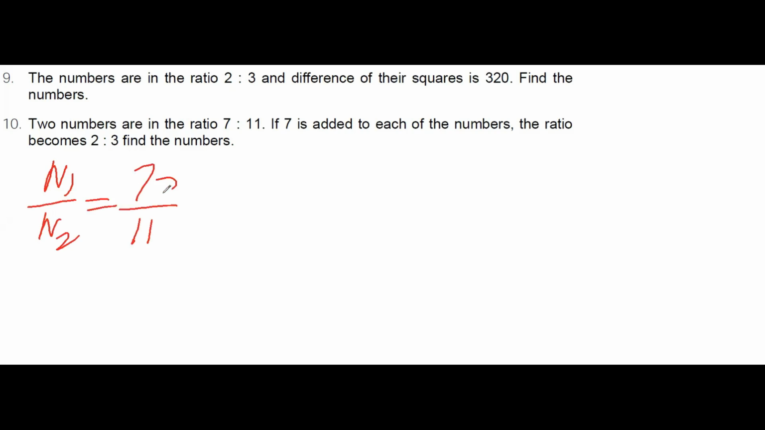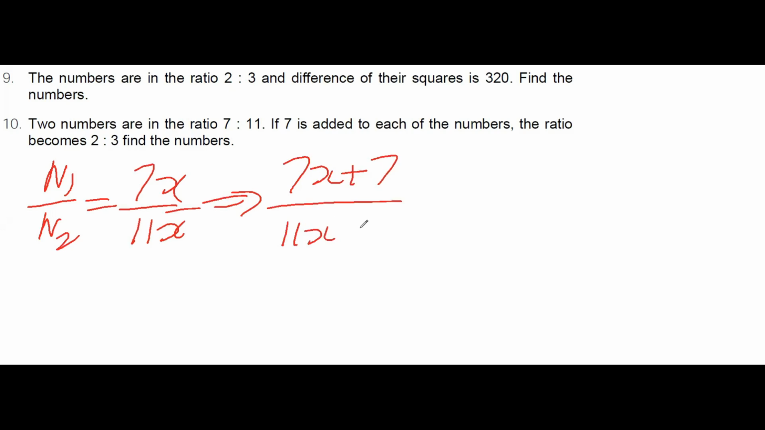7 is to 11, so 7x and 11x. 7 is added. Okay, I am adding 7 to each of the numbers, and the ratio becomes 2 is to 3. Now I am applying dividendo.